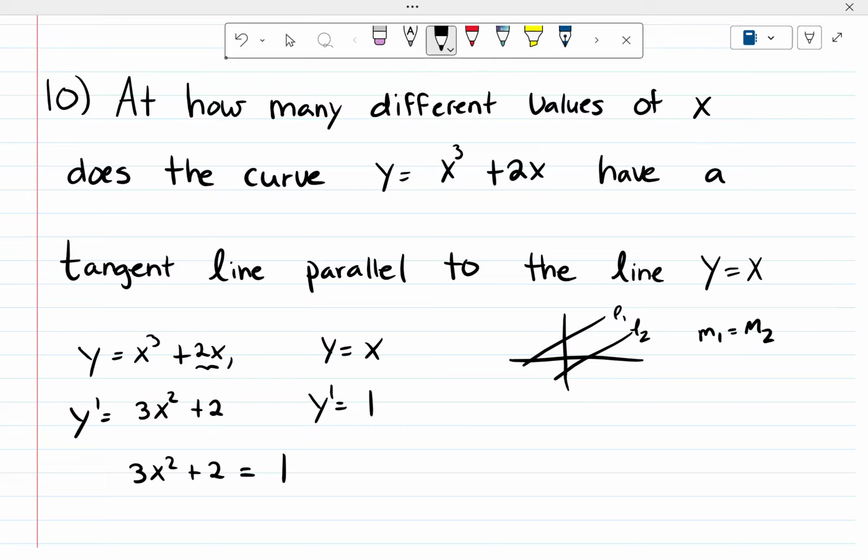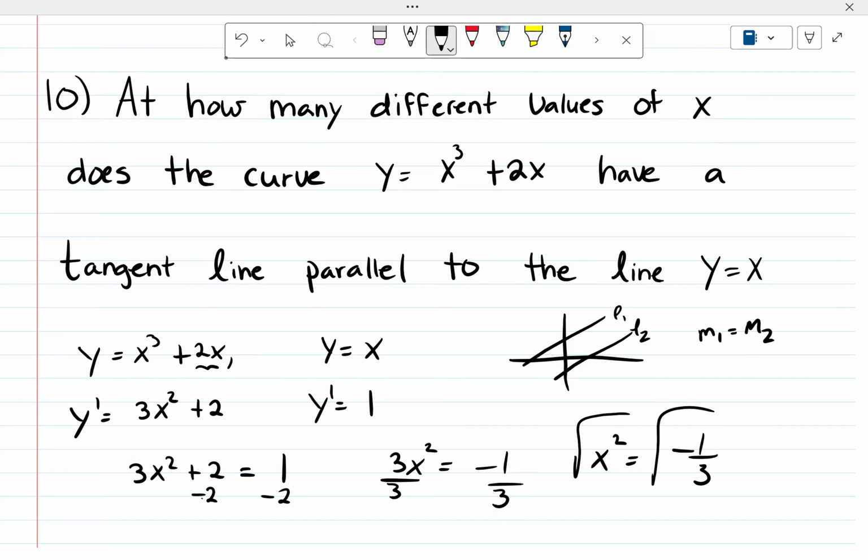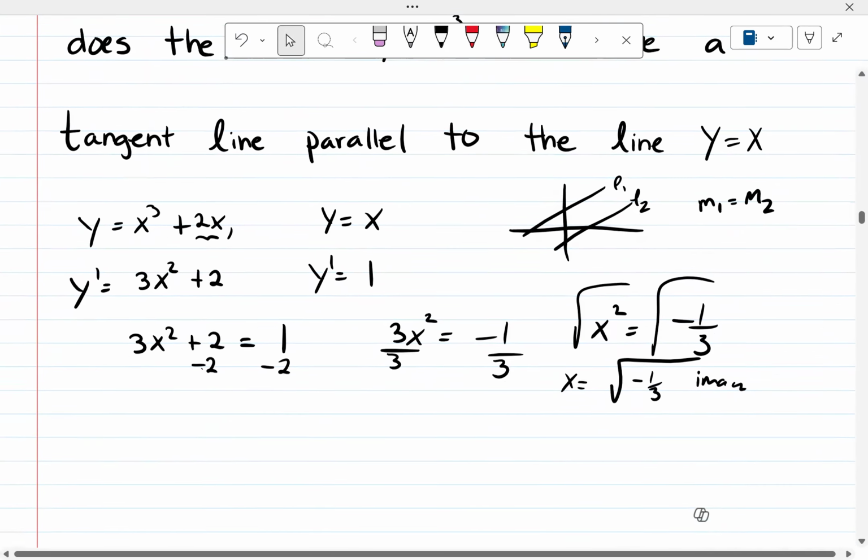Okay, so go ahead and continue solving for x. What I would do is subtract 2 from both sides. So you get 3x squared, and then 1 minus 2 is -1. Divide this by 3. You get x squared equals -1/3. Take the square root of both sides. Now we kind of have a problem. You cannot take the square root of a negative, so you're dealing with imaginary. So there will be no real values, so no values of x.